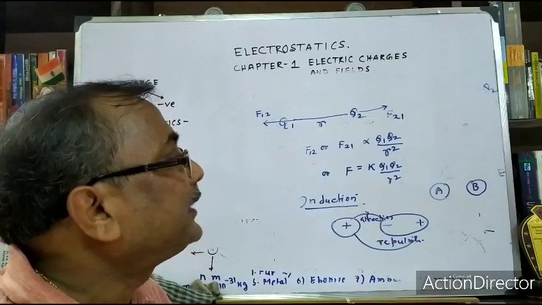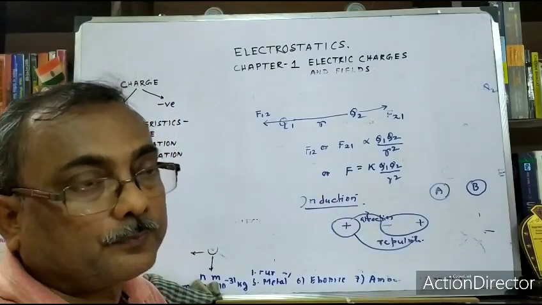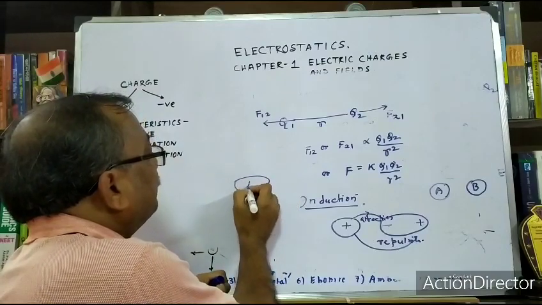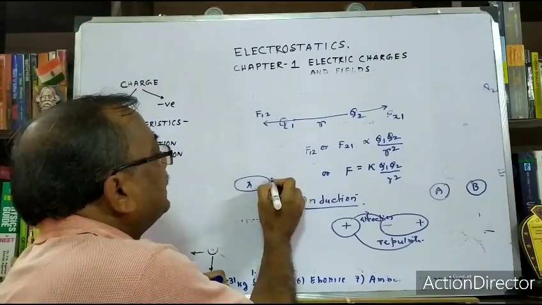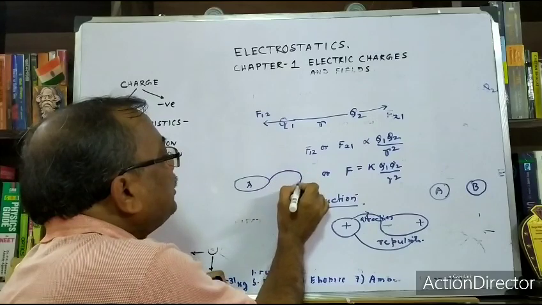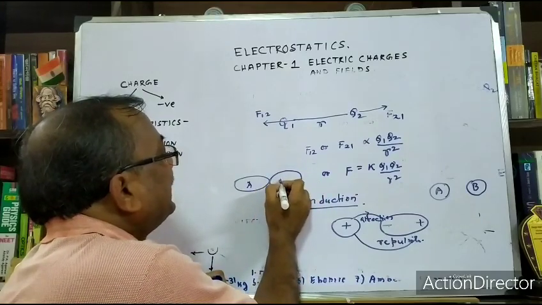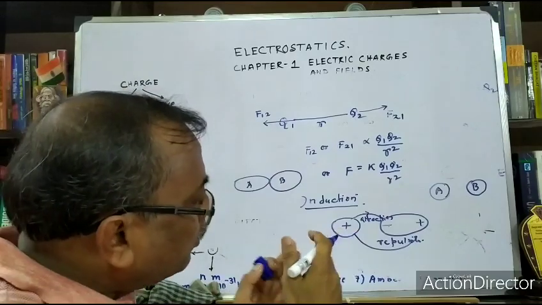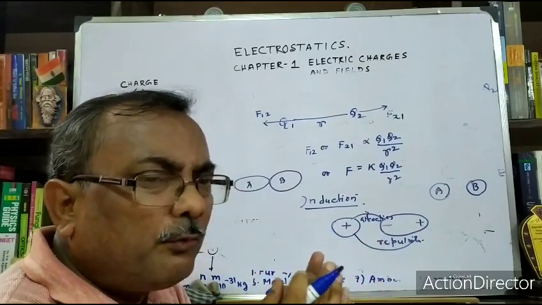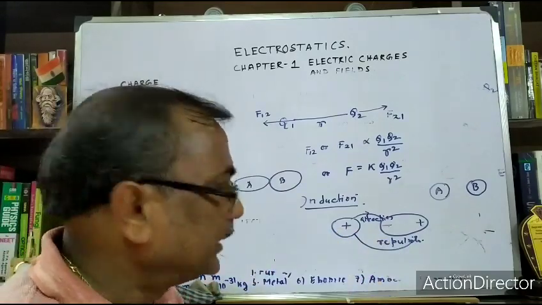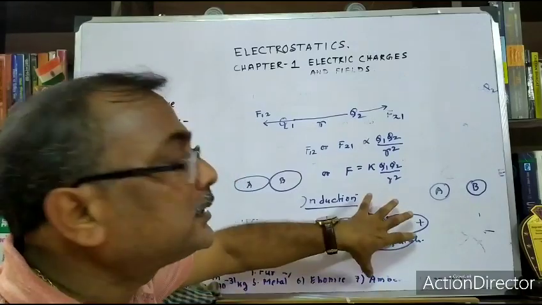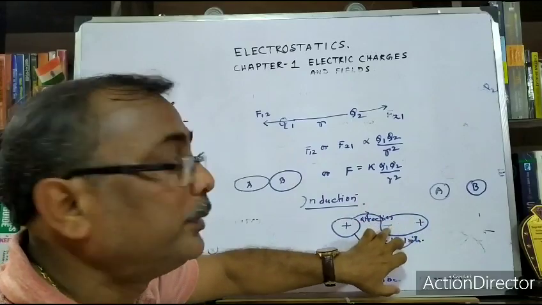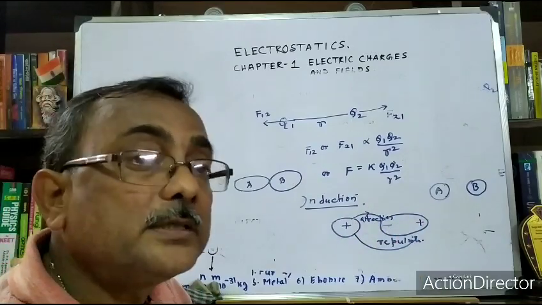And the second effect is conduction. Suppose this is the charged body A, and this is another body kept near A. When these two bodies are nearby or very close to each other, not in contact, then the rule is induction. The uncharged body's near end will be oppositely charged and the far end will be similarly charged.